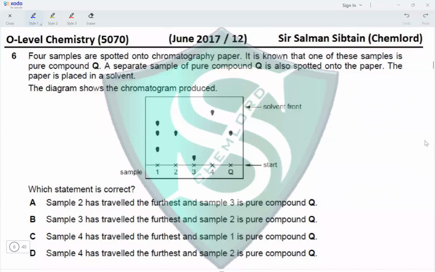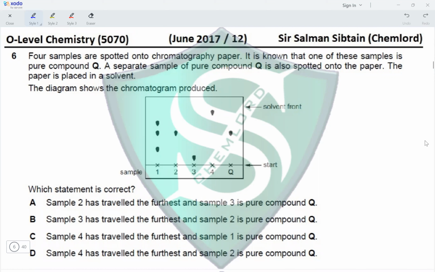Question 6. Four samples are spotted onto chromatography paper. It is known that one of these samples is pure compound Q. A separate sample of pure compound Q is also spotted onto the paper. The paper is placed in a solvent. Which statement is correct? Sample 2 has traveled the furthest and sample 3 is pure compound Q.